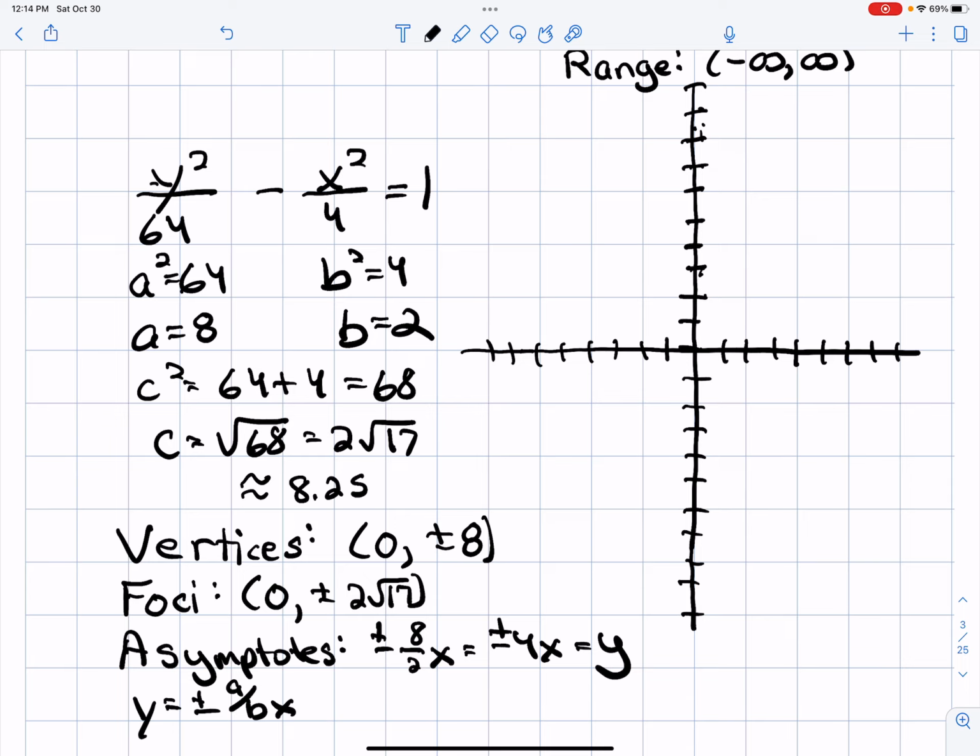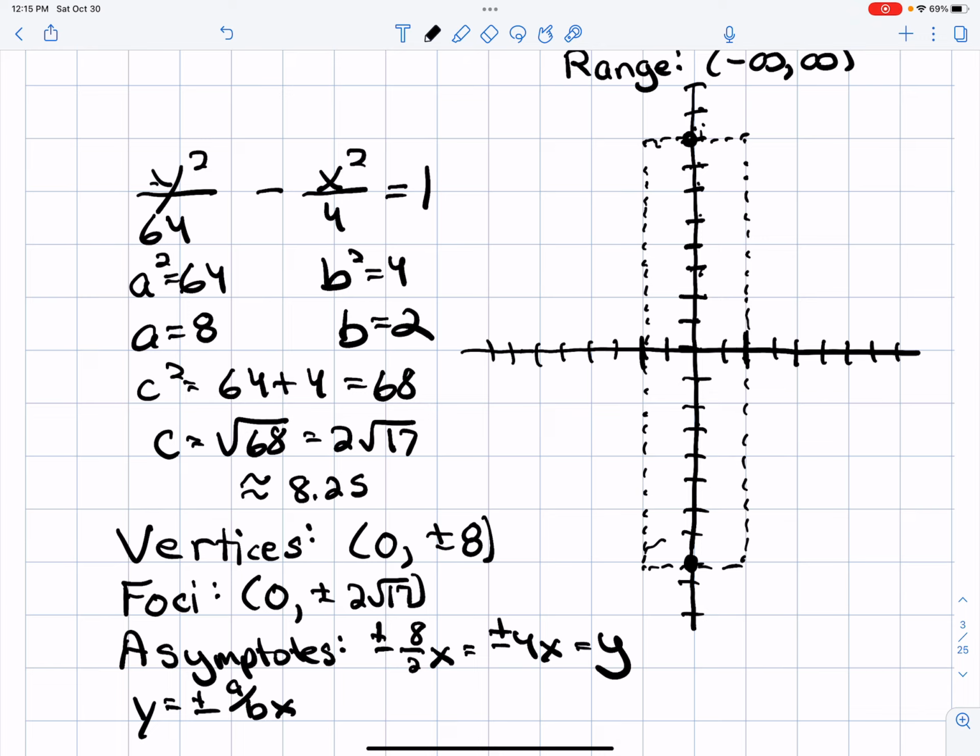Okay, so if a is 8, then for the vertex, I got to go up 8. 1, 2, 3, 4, 5, 6, 7, 8. And I got to go down 8 from the origin. So there we go. And then b was 2. So I'm going to go right 2 and left 2. Drawing the little dotted rectangle helps. And once you draw the diagonals through the center, you'll have your asymptotes.